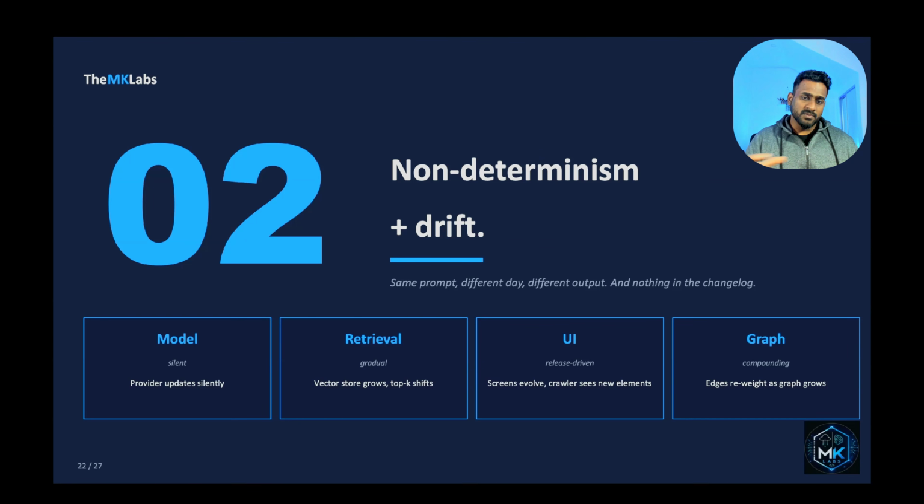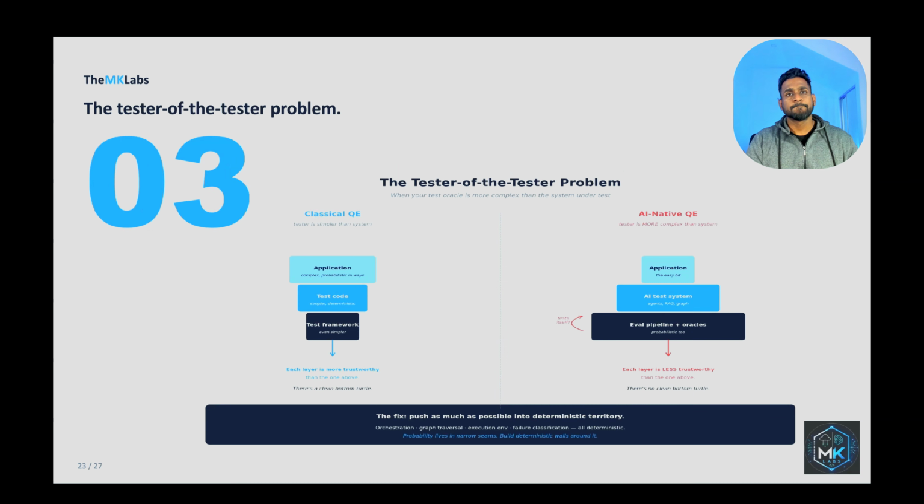So we have a continuous evaluation pipeline. It runs a fixed eval set every day and tracks drift across multiple dimensions. This isn't CI. It's a separate system that runs as long as the AI system runs.